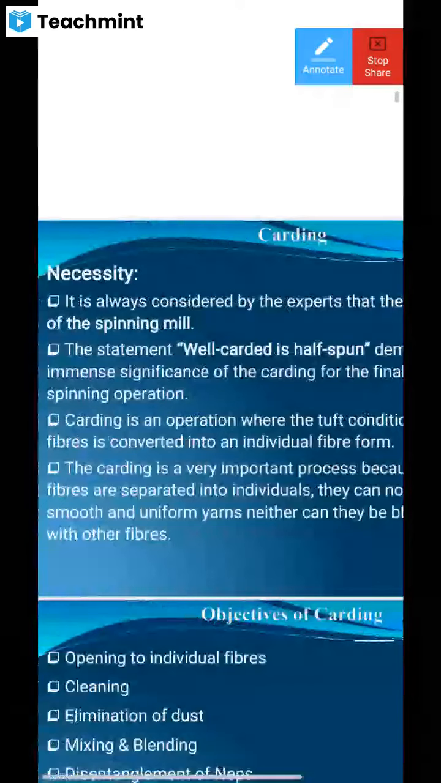What is meant by orientation? Orientation means the fibers are arranged parallel. The fibers are oriented in one direction. The fibers are oriented in the clockwise direction, or reversed in the anti-clockwise direction. So that is the orientation. What is meant by crystallinity? The crystallinity is nothing but the porosity of the fiber.